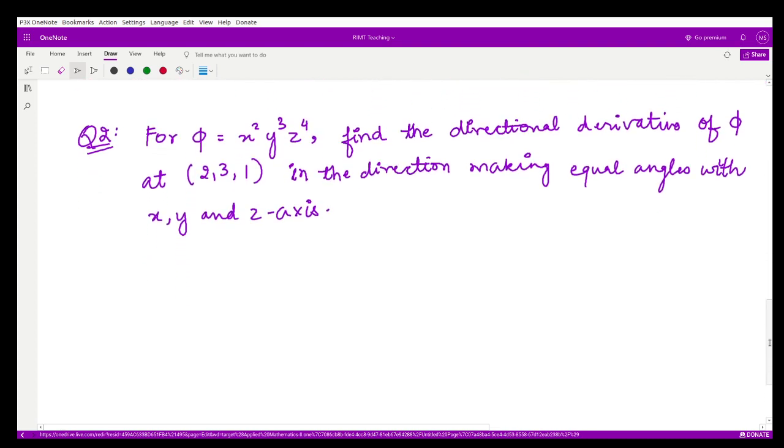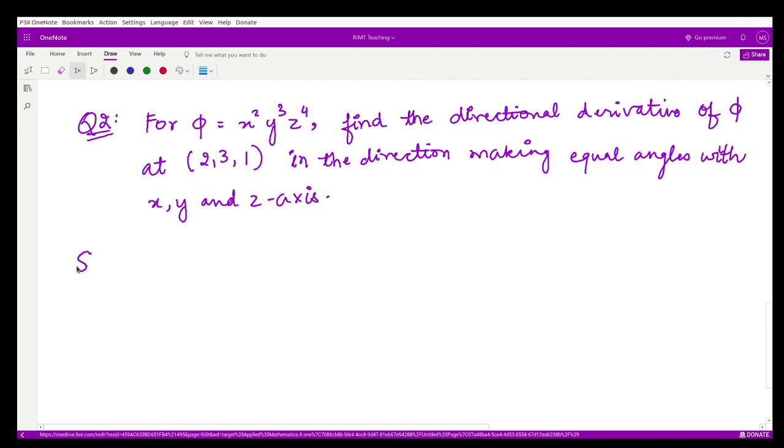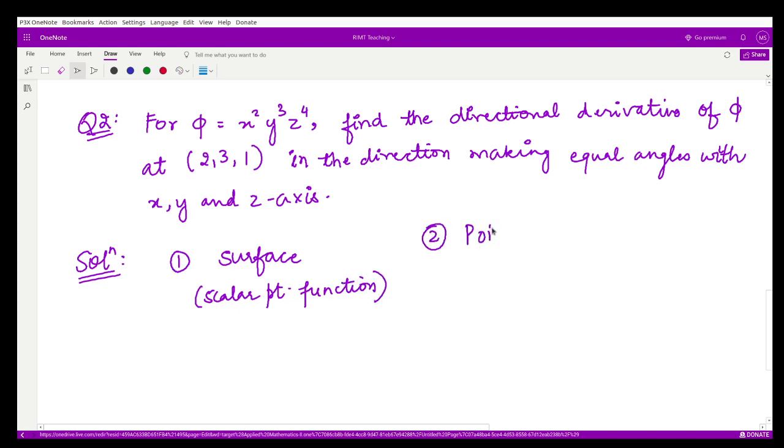So that means the surface is clearly given to you, but the direction is not given to you. In order to calculate any directional derivative, you require three things. One is the given surface, which is a scalar point function. Second thing that you require is the point at which you wanted to calculate, so the given point. And third thing is required to be the unit vector in the given direction.